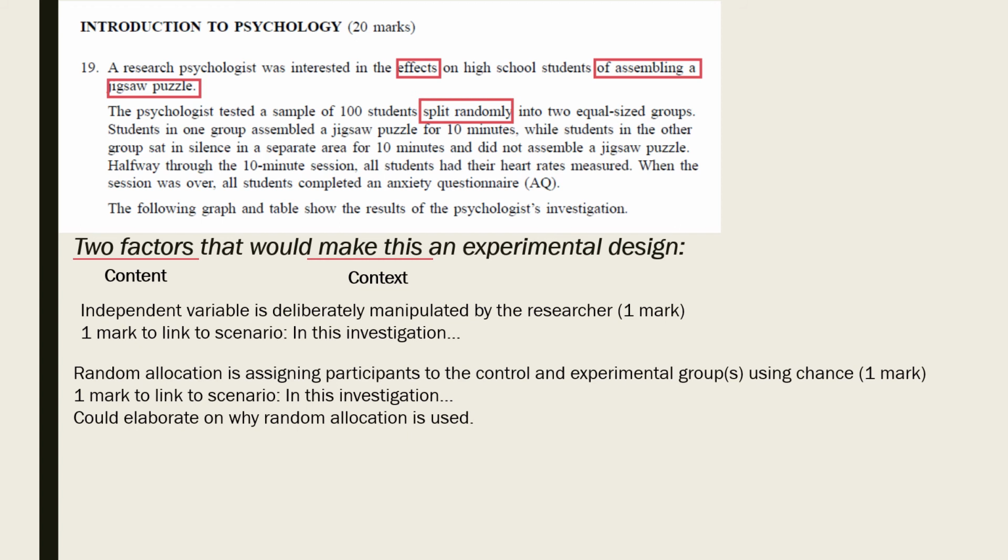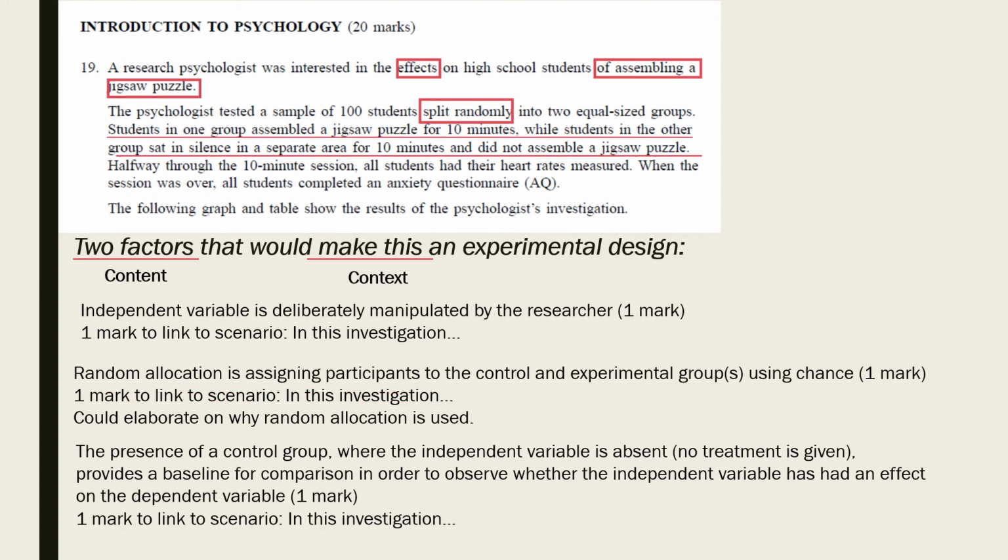The third factor that could be used in an answer here is talking about the presence of a control group, because we're told that one group assembled the jigsaw puzzle for 10 minutes, but we also had a group of students that sat in silence in a separate area and did not assemble a jigsaw puzzle. So our content, what is a control group? It's where the independent variable is absent, so no treatment is given, and this provides a baseline for comparison in order to observe whether the independent variable has had an effect on the dependent variable.